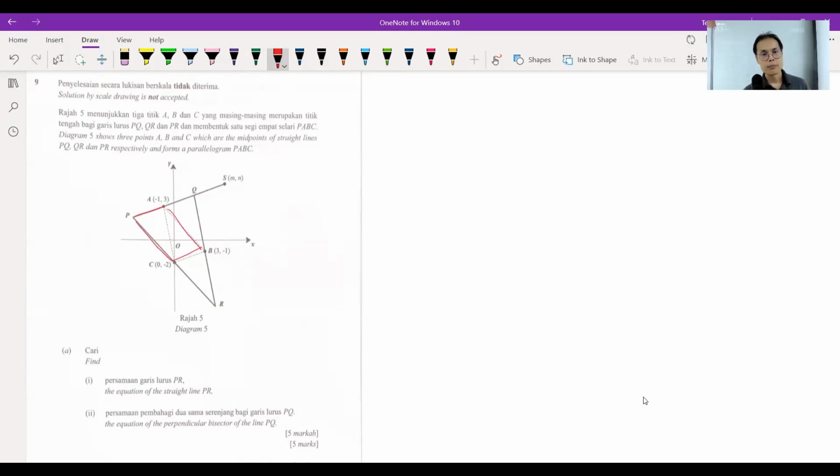You're supposed to find the equation of the straight line PR. Okay, we know PR is parallel to AB. So by finding the gradient of AB, we can find the gradient of PR. The gradient of AB will be y2 minus y1 divide x2 minus x1. So this is 4 divided by negative 4, answer negative 1. Yeah, gradient AB is negative 1. Your gradient PR is the same because they're parallel, so it's also negative 1.